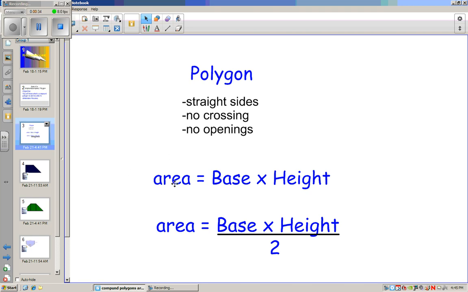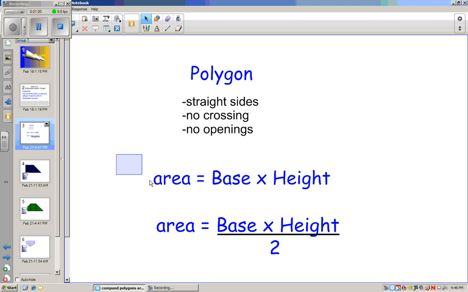And then the other two things I want you to remember are our two formulas for area that we've been working on. One, for a rectangle or a parallelogram, area equals base times height. And so that's how we figure out the area of a rectangle, a square, a parallelogram, objects like that. For a triangle, the formula changes a little bit. For a triangle, the formula is area equals base times height, and then divided by 2.